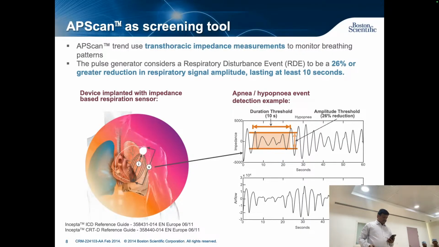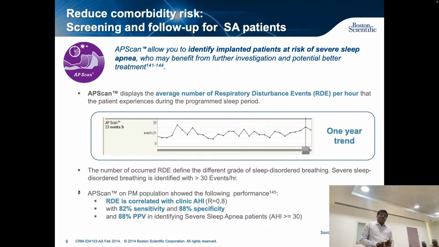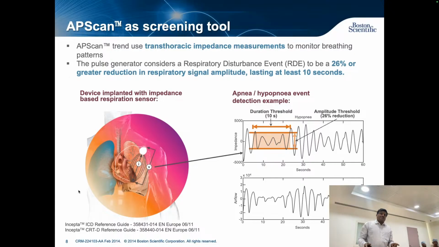Based on the transthoracic impedance, it measures from the RV coil and the can. Or if there is no ICD device, it checks with the RV lead tip impedance. From there it checks the measurement. If the device finds a gap of 10 seconds with the amplitude reduced by 26%, then the device is going to plot that as one event at this particular time. Like that it keeps on checking. If those kinds of events are 10, 25, it plots. How it plots, I will show you.